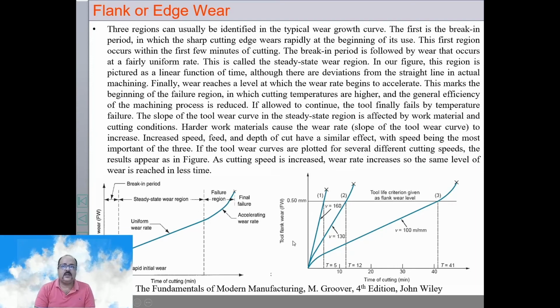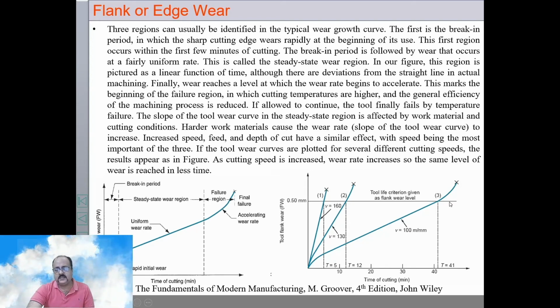Now, this we will discuss in the next lecture, but let me introduce this concept to you. If I plot the flank wear curves of a particular tool and workpiece material for different cutting speeds, the curves will look like this. This curve is for a cutting speed of 100 meters per minute, this curve is for 130 meters per minute, and this curve is for 160 meters per minute. And we will say the tool has failed at a flank wear of 0.5 mm.